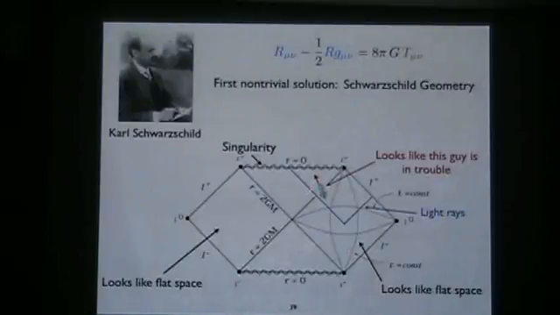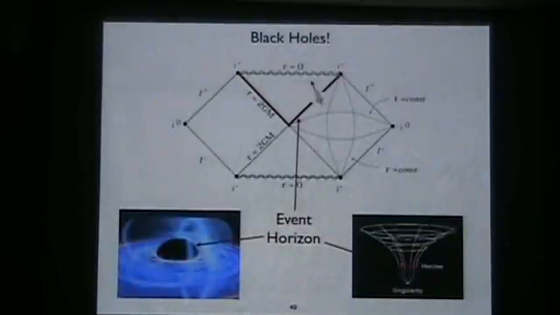The only way to get out, if you move at the speed of light, you move on one of these diagonal lines. That's going to take you to the singularity. If you move slower than the speed of light, you just move up faster. The only way to get out is to move faster than the speed of light. So this guy is doomed to hit the singularity. There's nowhere else he can go. And, of course, this is just a picture of the thing we call a black hole.